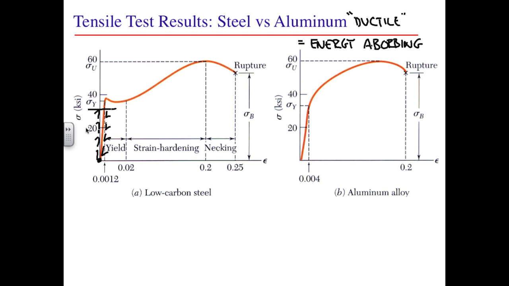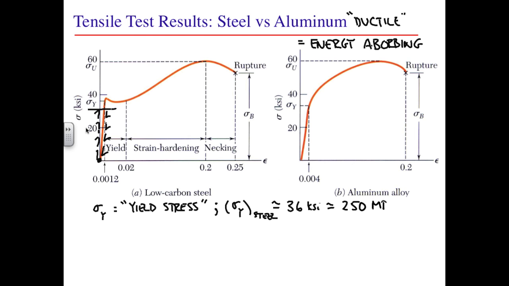The threshold between the reversible and the irreversible domains is indicated by this symbol sigma y, which is the yield stress. For both the steel and aluminum, this is on the order of tens of thousands of pounds per square inch. For steel, this is on the order of 36,000 pounds per square inch. And it will turn out, if we convert that into SI units, that's about 250 MPa, megapascals.